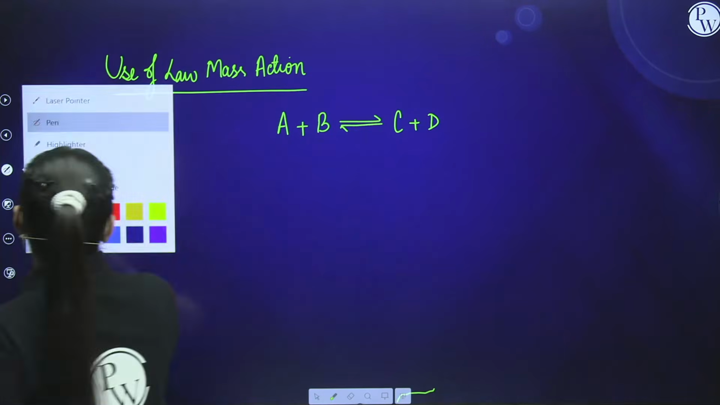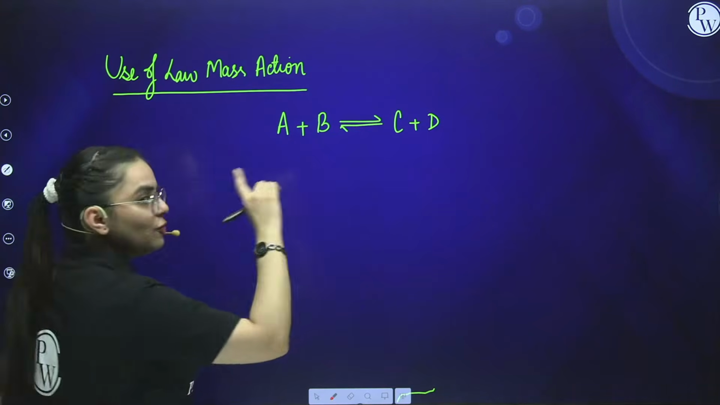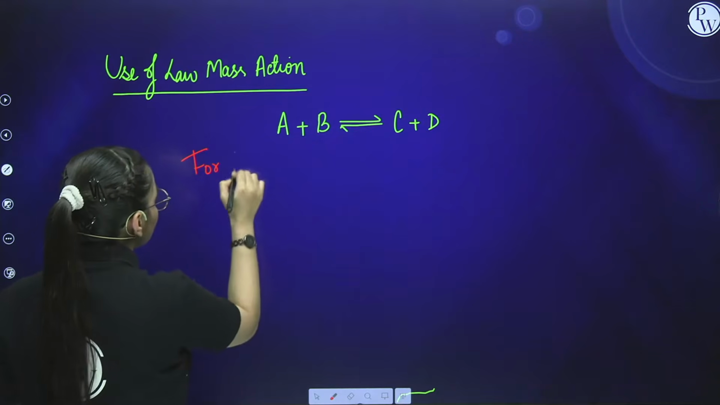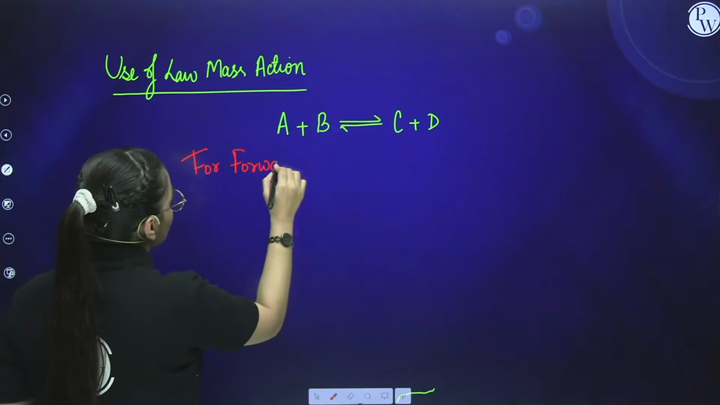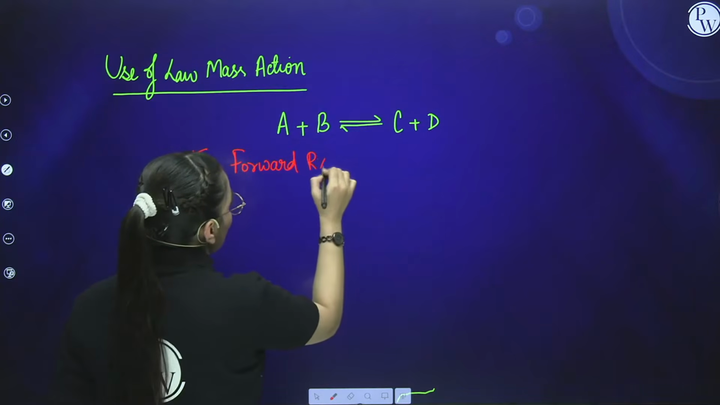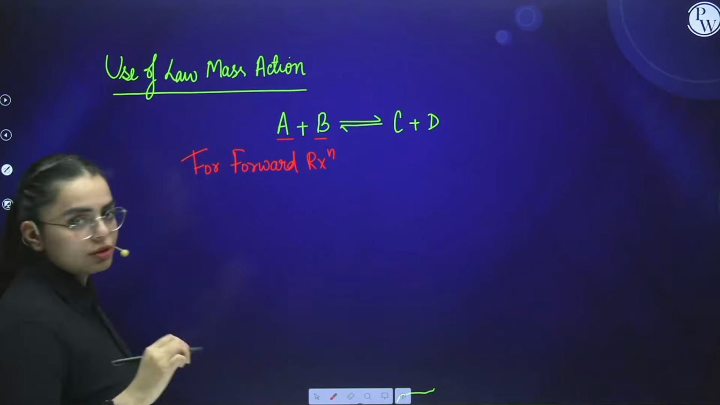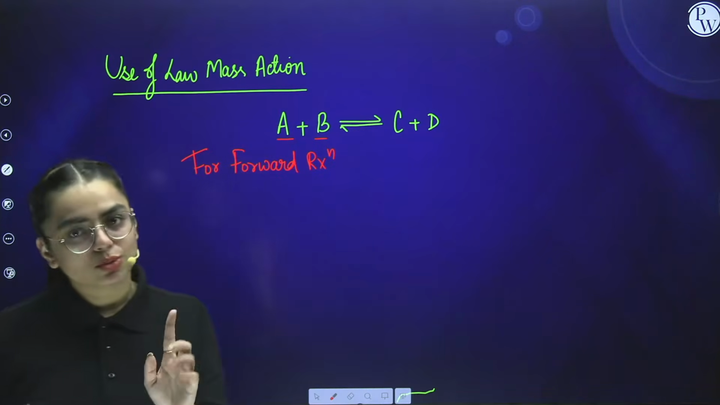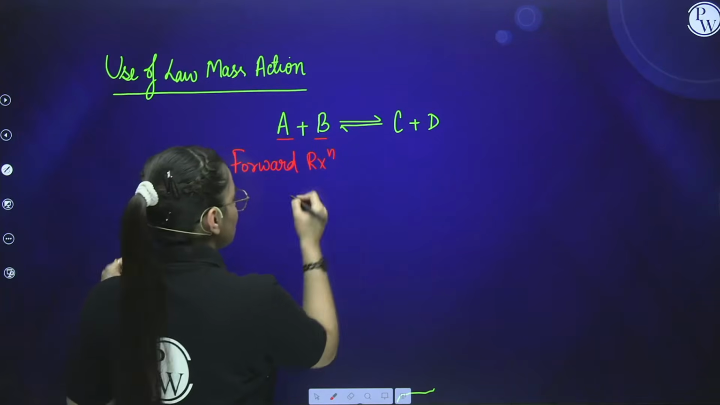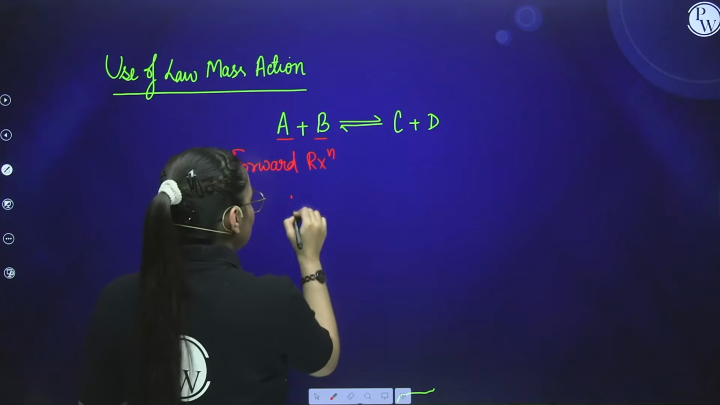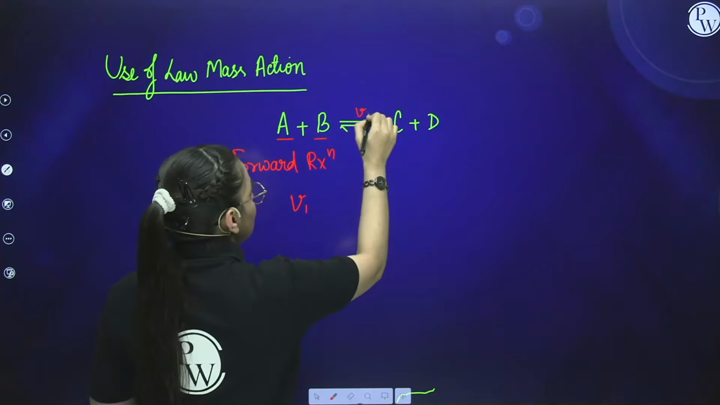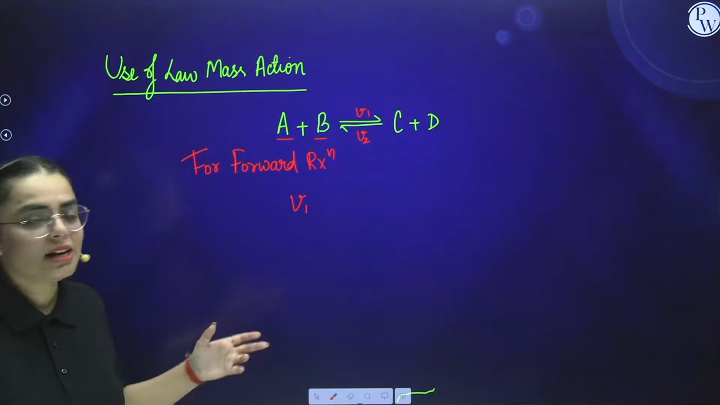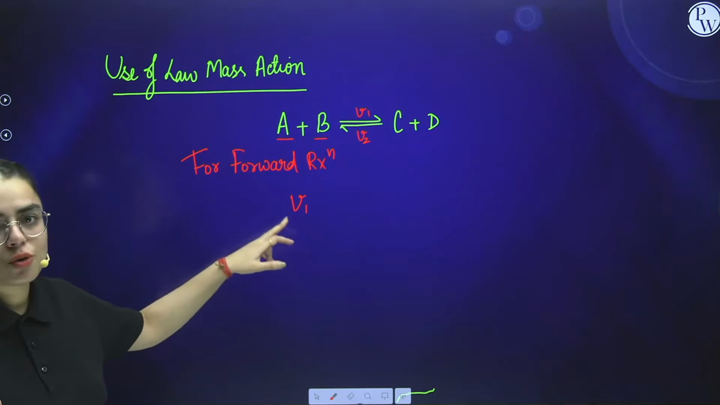So for the forward reaction, what is the reactant? A and B. For the forward, reactants are A and B. They are being converted into C and D. We know this. Now, according to the law of mass action, let us say that the rate for the forward is V1, and for backward it is V2. I am explaining that the rate for the forward is V1.